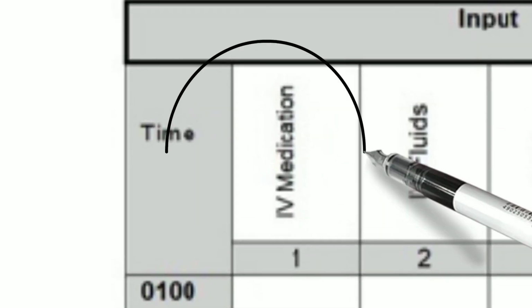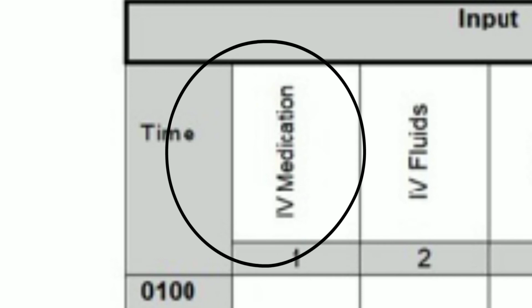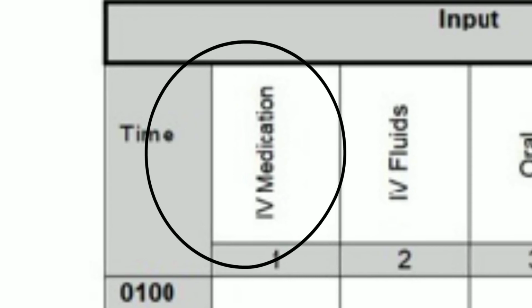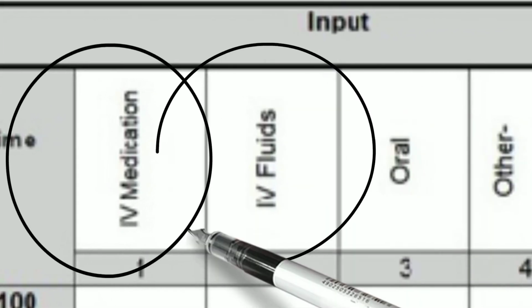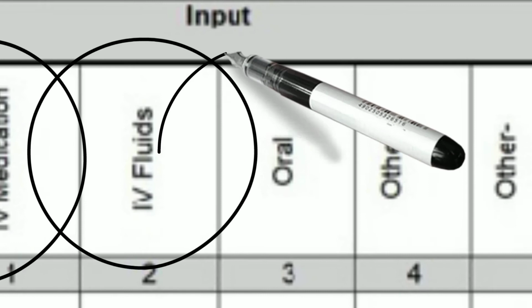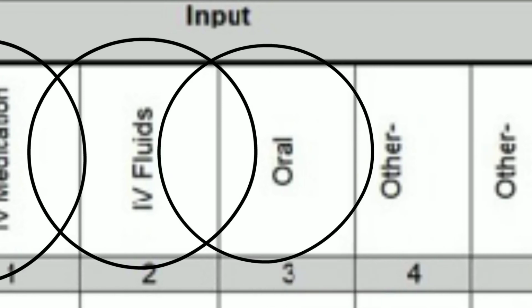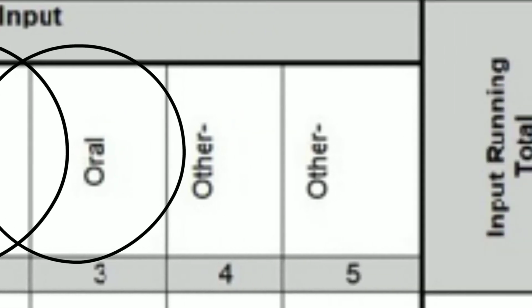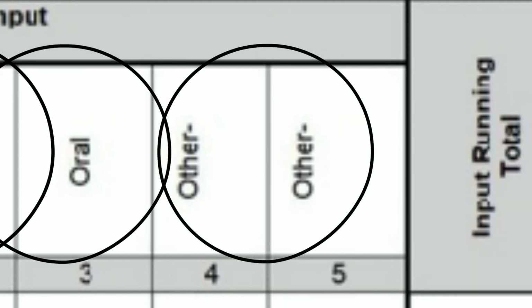For the input section, this is further broken down into specific sections which indicate the different ways in which patients may be receiving hydrational input. These include intravenous medications, intravenous fluids, and/or oral drinks. There are a further two more sections which enable the recording of other sources of input, such as nasogastric (NG) feeding and/or percutaneous endoscopic gastrostomy (PEG) feeding.